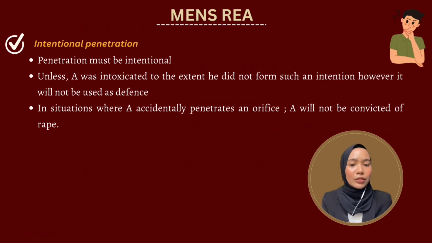So how about the mens rea in rape? The first mens rea is intentional penetration. Penetration of rape must be intentional, and unless A was intoxicated to the extent he did not form such an intention, intoxication will not be used as a defence. In the situation where A accidentally penetrates an orifice, A will not be convicted of rape.